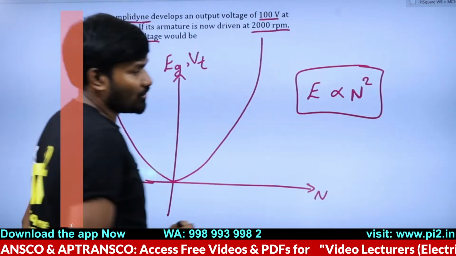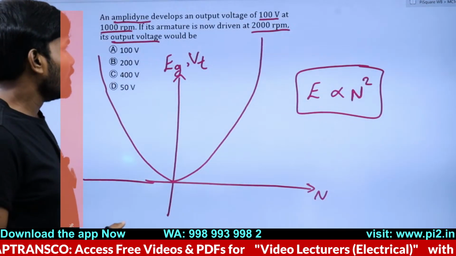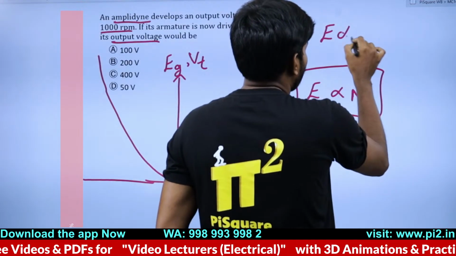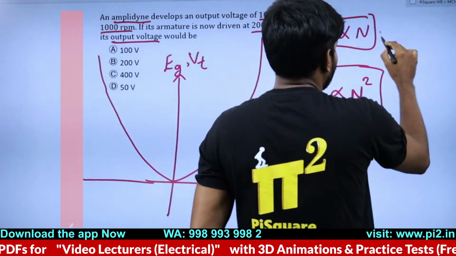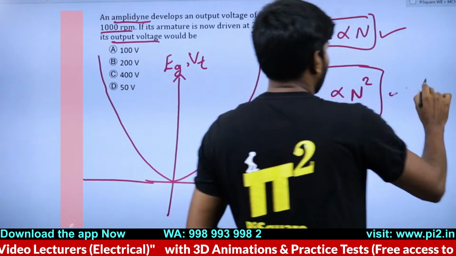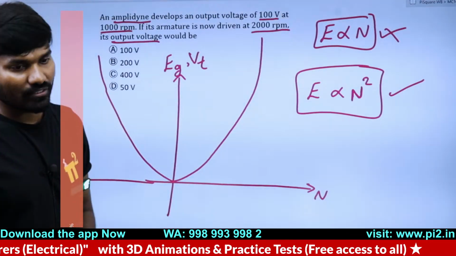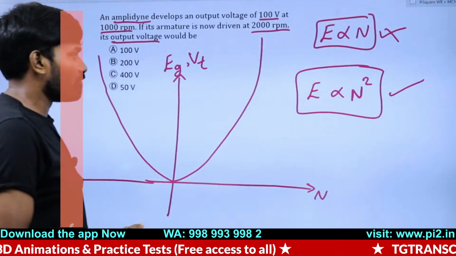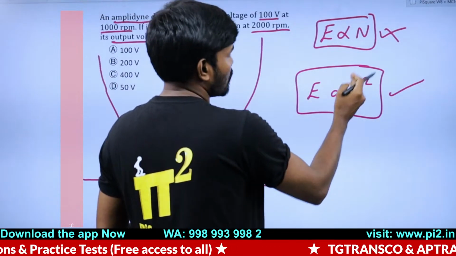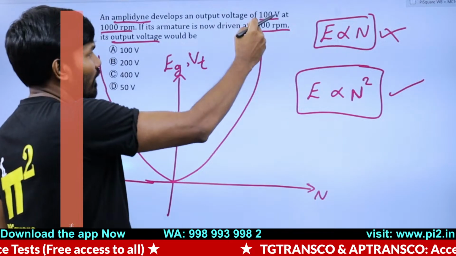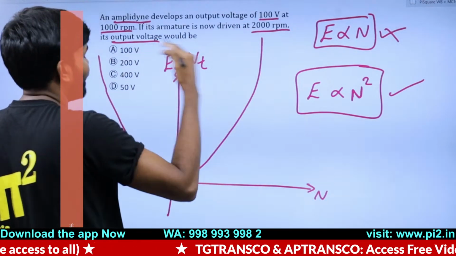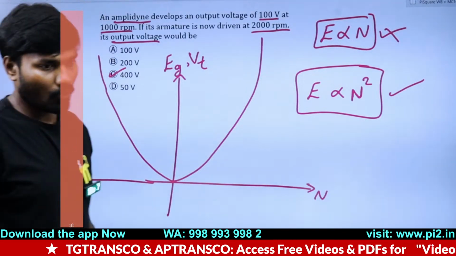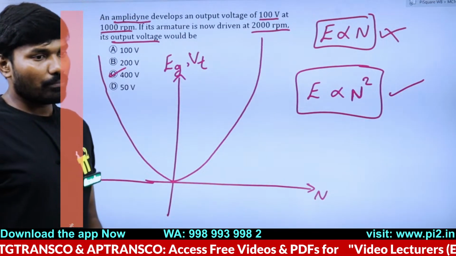Now answer this question. Pravinji, if it is a regular generator, your relation is right: induced EMF is proportional to N. But for this case, you will have to use the square relation, not this. Now tell me the answer. I think now it's pretty much straightforward. As I said, the relation is square. Speed has increased twice, so the induced EMF will increase 4 times. The answer will be option C. I hope it's clear.